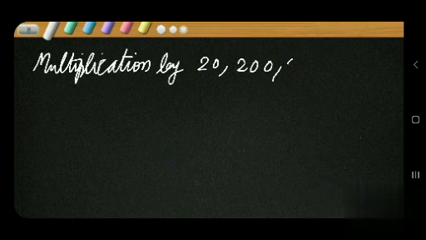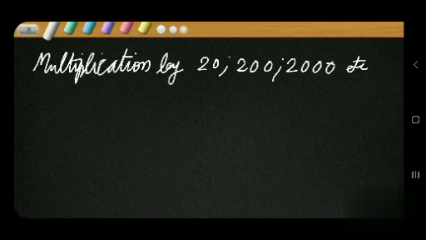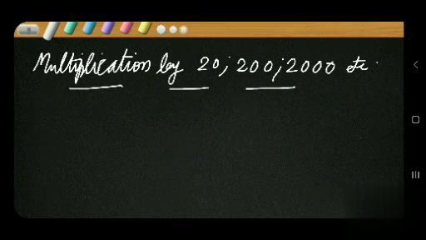Now please write down the note first, then we can do the exercise. Please write down: Multiplication by 20, 200, 2000, etc. Before you start writing, mention today's date on the upper portion of your margin. Write down neatly.